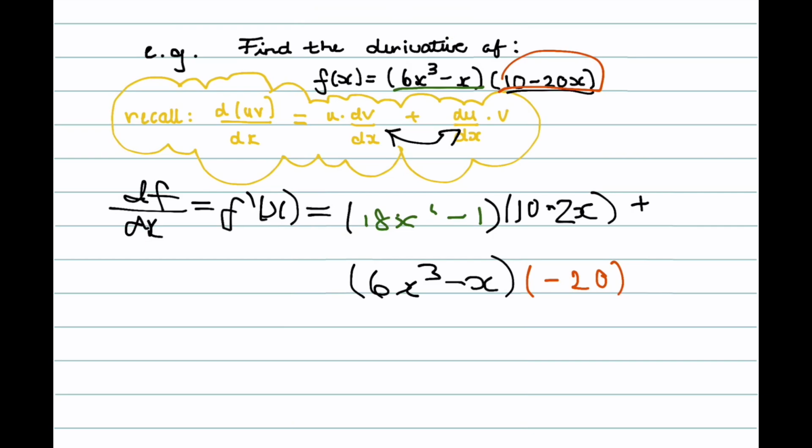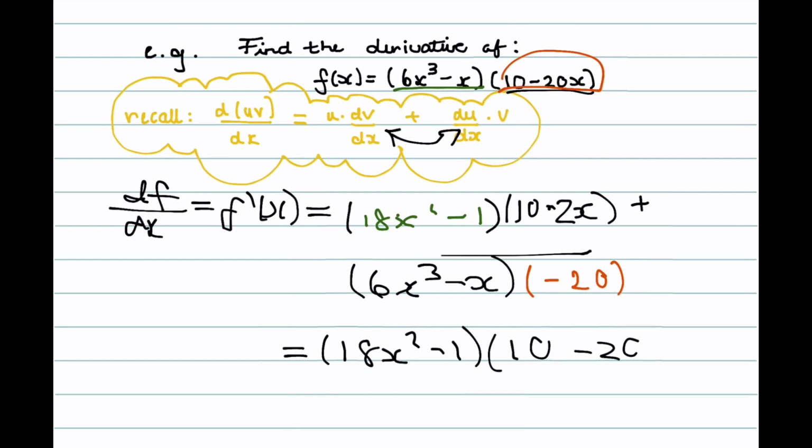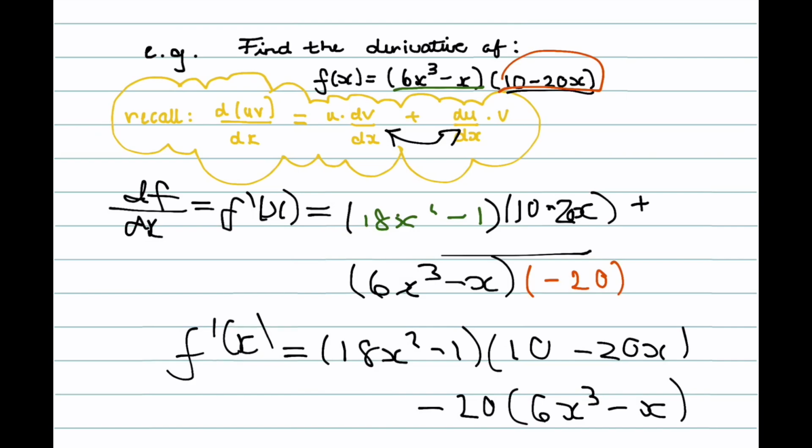Okay, we can multiply this out, or we can leave this first bracket like that because I don't feel like multiplying it out. So that's 18x squared minus 1 times 10 minus 20x, minus 20 times 6x cubed minus x. And this is our final answer for the derivative of f(x).